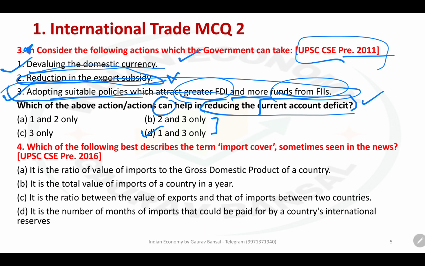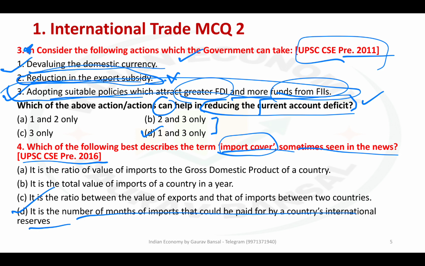Fourth, which of the following best describes the term import cover, sometimes seen in the news? This is from 2016. So import cover, basically how much imports you can make if you have no earning of foreign exchange from now onwards. Basically how much forex reserves you have, and with that forex reserves how much you can buy for how many months. So it is the number of months of import that could be paid entirely through forex reserves. So this is the answer.